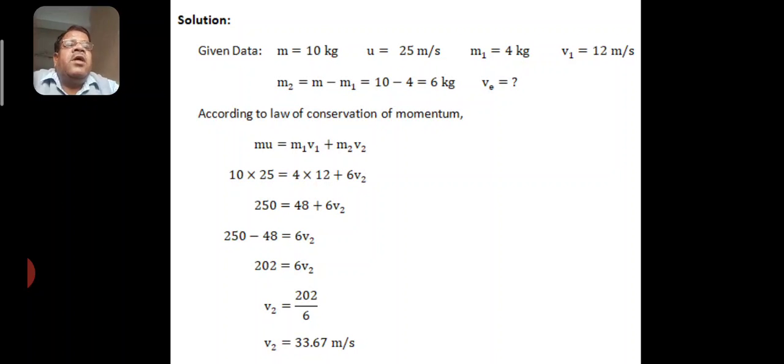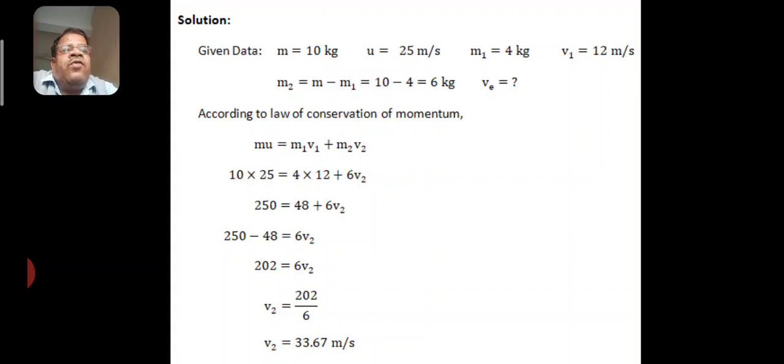Observe here, mass of the body 10 kg, initial speed 25 meters per second. It breaks into two parts. One of mass 4 kg, that is M1, is moving with a velocity V1 of 12 meters per second. M2 equals M minus M1, that is 10 minus 4, equals 6 kg. They asked V2, what is the velocity of the other part? V2 equals question mark.